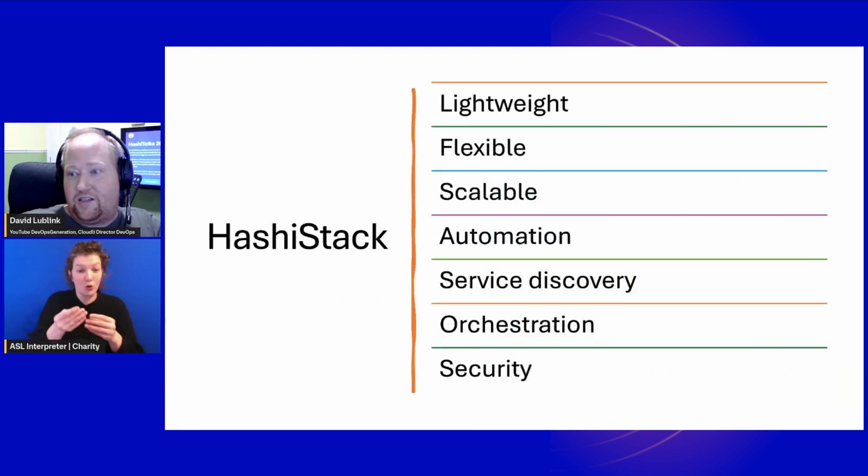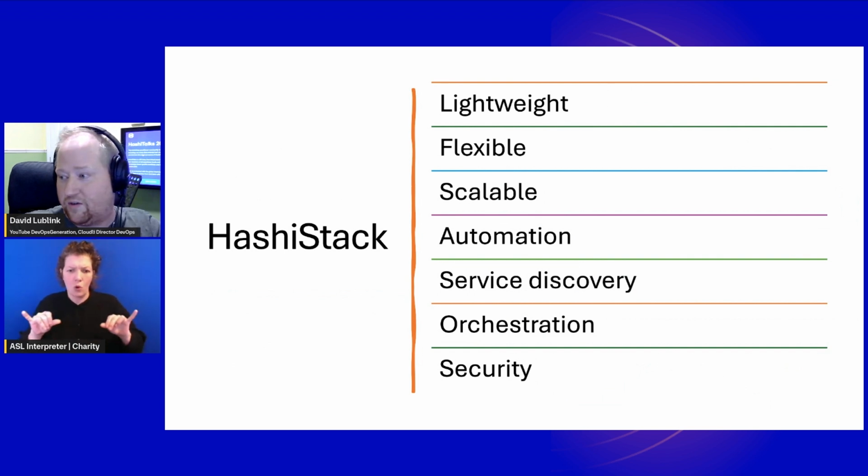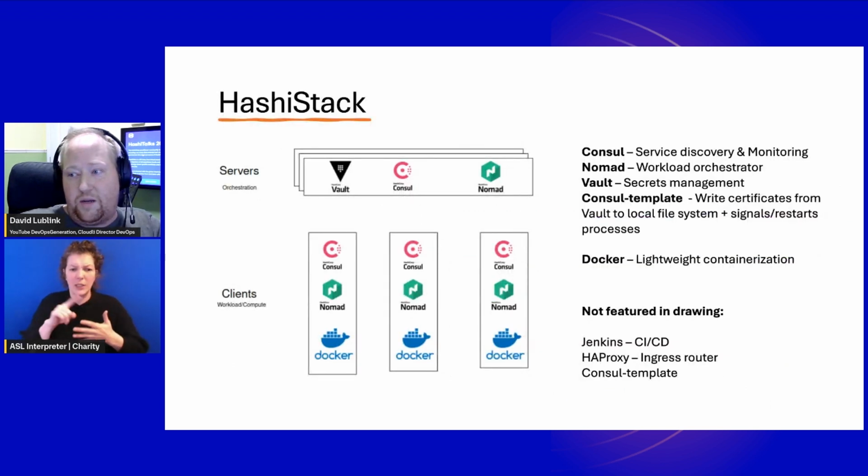So what is Hashistack? It's lightweight, flexible, and scalable. It provides automation, orchestration, security, and service discovery. Let me put it another way. Hashistack has three main components: Vault, Consul, and Nomad. In this setup, Vault provides secrets management, including certificate signing and password rotation. Nomad deploys your workload to wherever the capacity is available. And finally, Consul will publish health information about the services, as well as publish the location of the services.